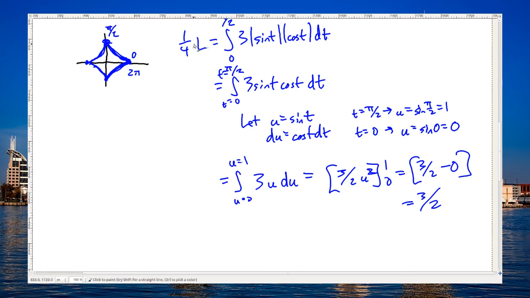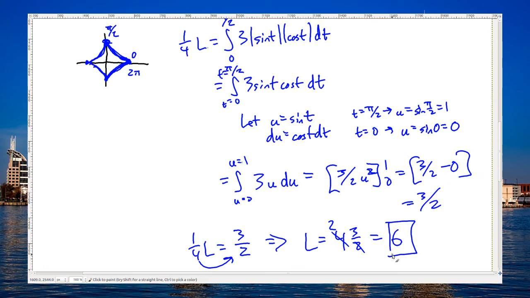Almost there. This is 1/4 of the length, remember? So 1/4 of the length is 3/2. Multiply that 4 across. The length is 4 times 3/2. 2 times 3 is 6. And there's my final answer.